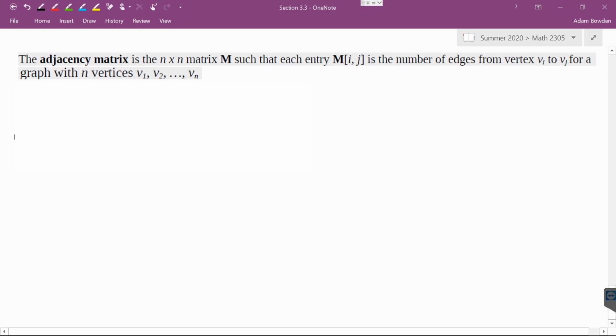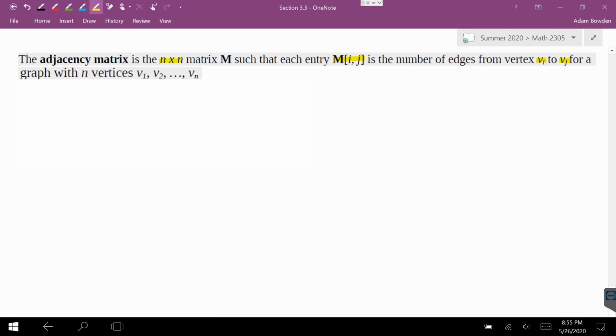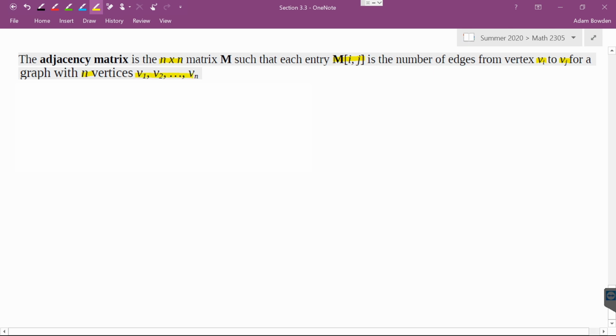There is a way we can actually connect the matrices to the digraphs and graphs that we had in the last section, and that's through something called an adjacency matrix. An adjacency matrix is a square matrix n by n such that each entry in the matrix, let's call it capital M of ij, is the number of edges from vertex i to vertex j in a graph with n vertices numbered v1, v2, all the way up through Vn. So each entry in our adjacency matrix refers to the connections that we have between different vertices.